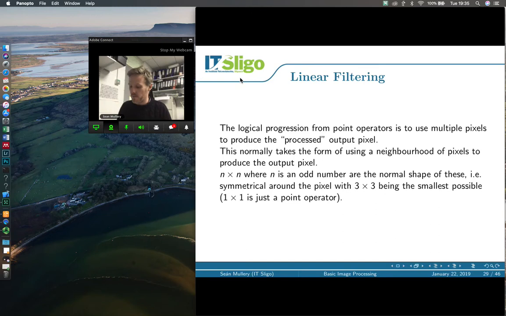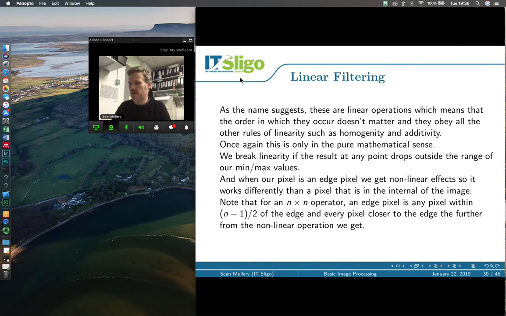This normally takes the form of using a neighbourhood of pixels to produce the output pixel. So n by n, where n is an odd number, are the normal shape of these. So 3 by 3, 5 by 5, and so on. 1 by 1 is just a point operator, so it doesn't count. So you've got 3 by 3, 5 by 5, 7 by 7, and so on. Once they get much bigger than that, they become very heavy on processing power.